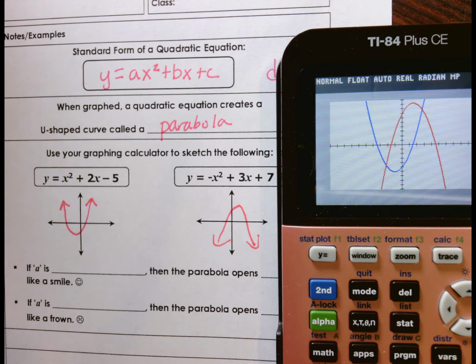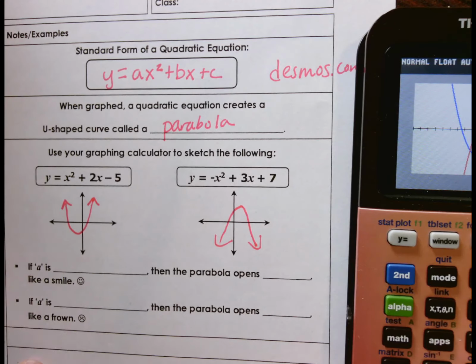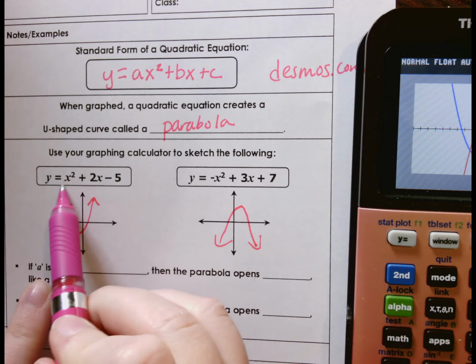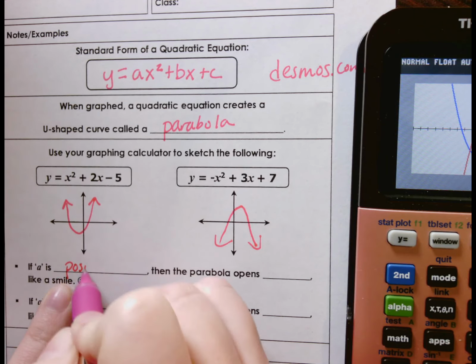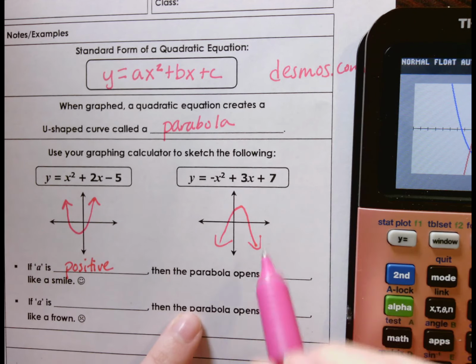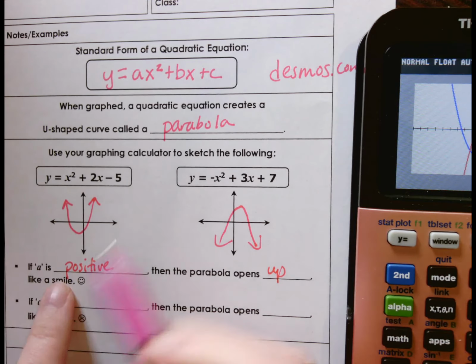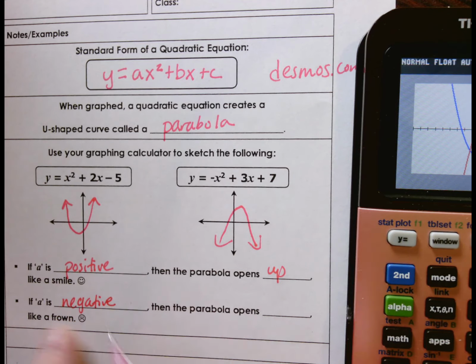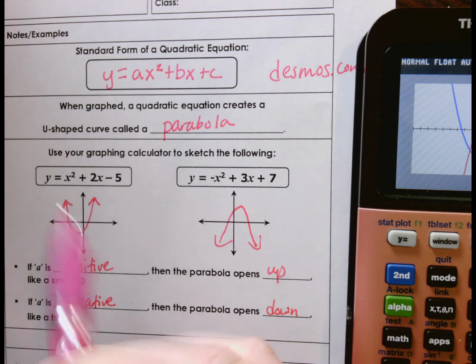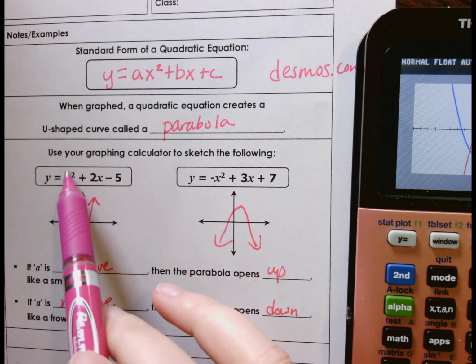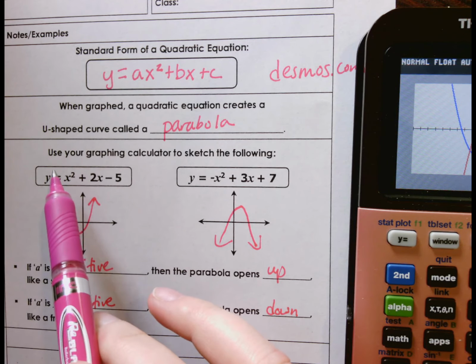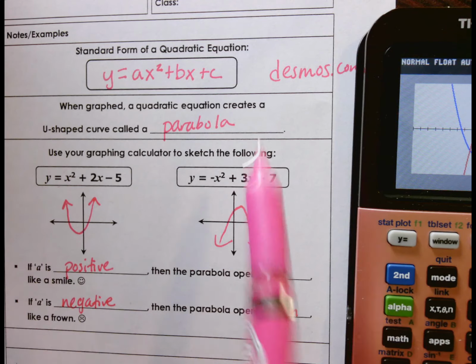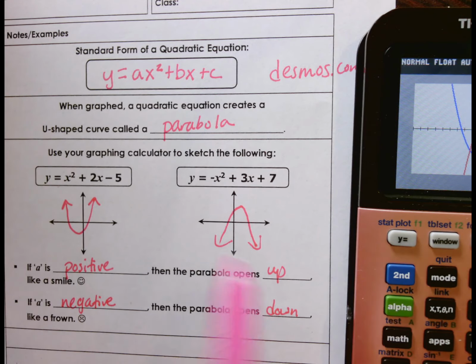And there's going to be a reason for that. So if you look at your notes here, if a, that's this number right here, the number in front of your first variable, if a is positive, then the parabola opens up like a smile. And if a is negative, then the parabola opens down like a frown. Notice that this is a positive 1 here. Remember, there's not a 1 there, but we know that it's there. It's imaginary. So it's a positive 1, so it's opening up like a smile. This one has a negative 1, so it's opening down like a frown.